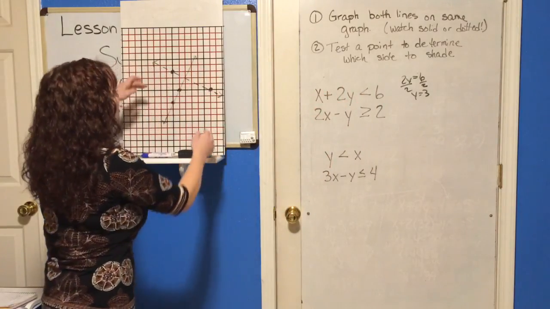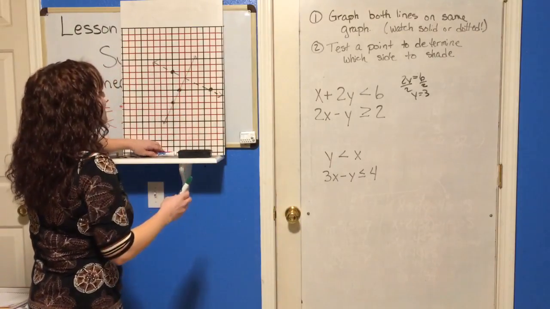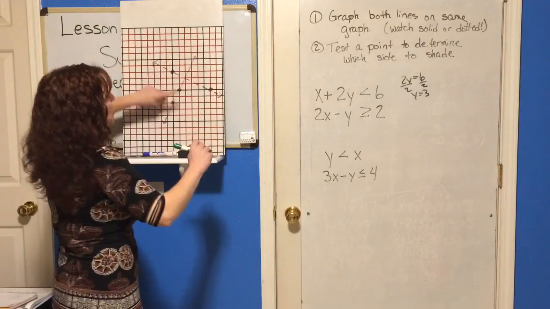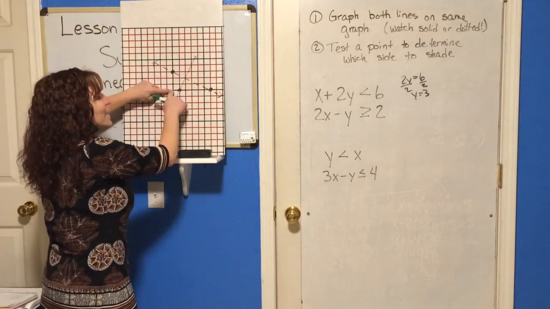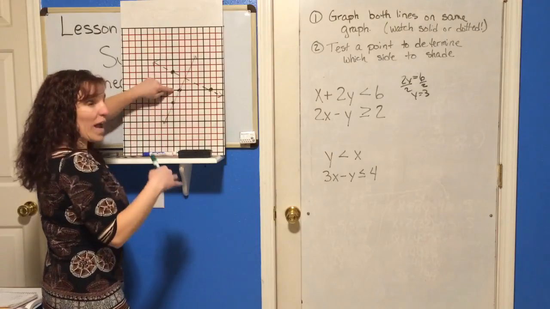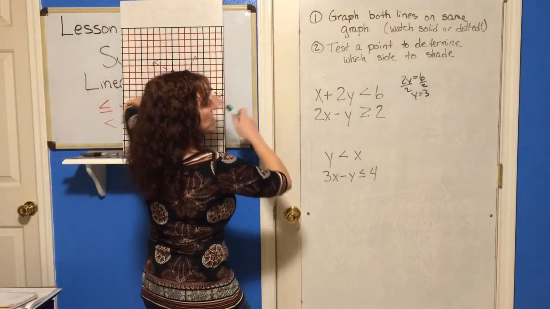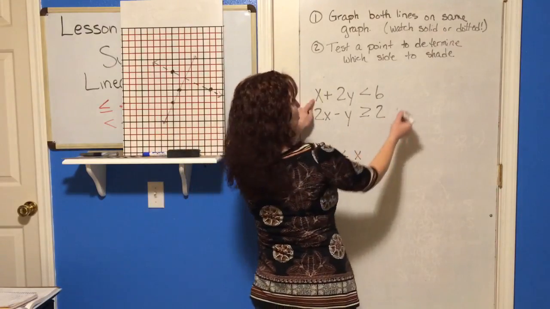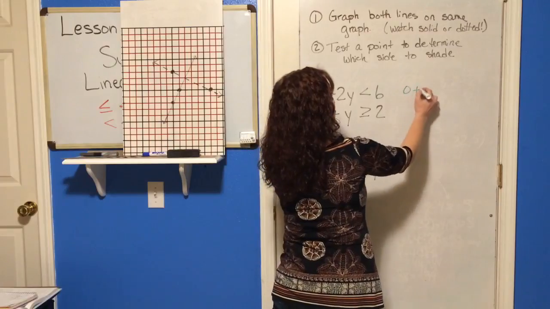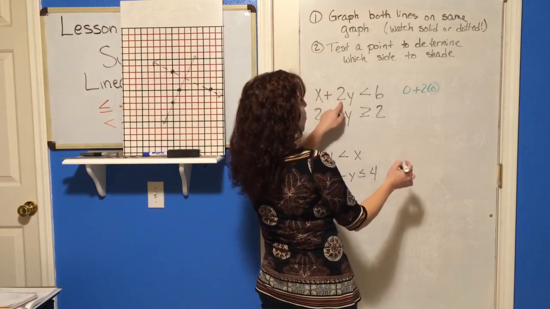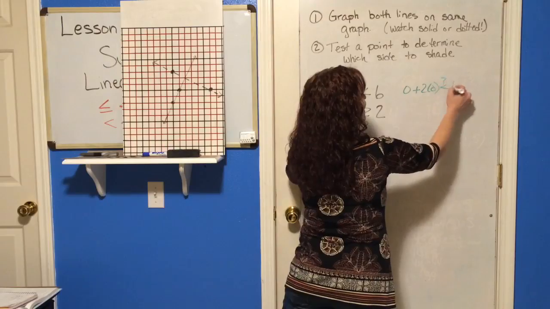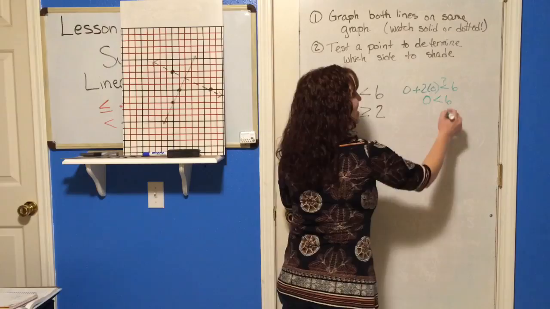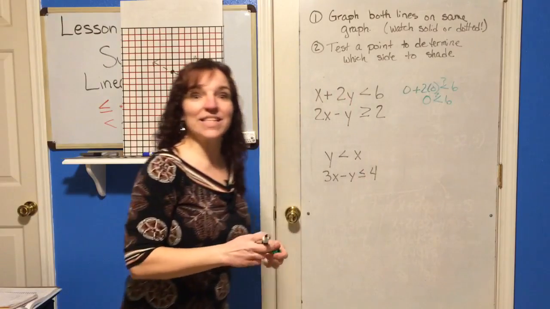So what you're going to do is go back to your original line, and you're going to say, okay, so on this line, I always just pick the point 0, 0. Pick the point 0, 0 and say, does the point 0, 0 correctly solve this equation? So you're going to put in 0 for x plus 2 times 0, 0 for y, is that less than 6? So 0 plus 0 is 0. Is 0 less than 6? 0 is less than 6.